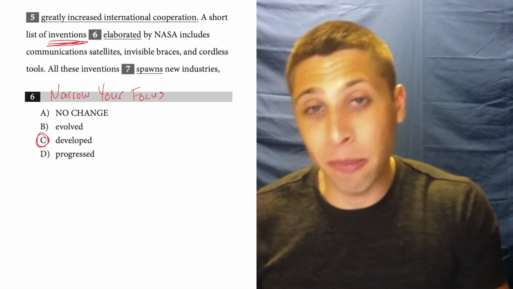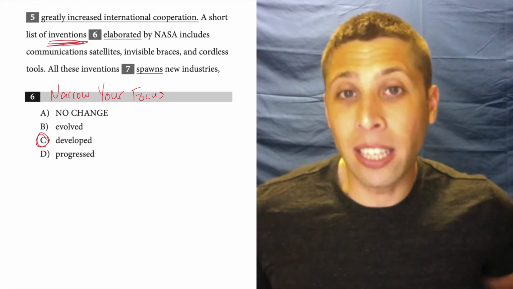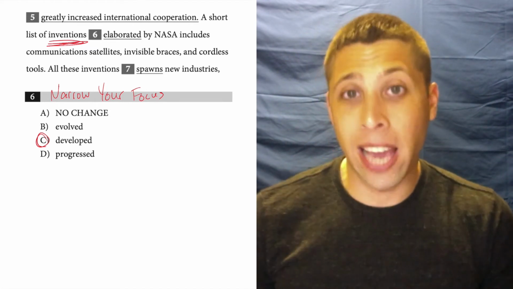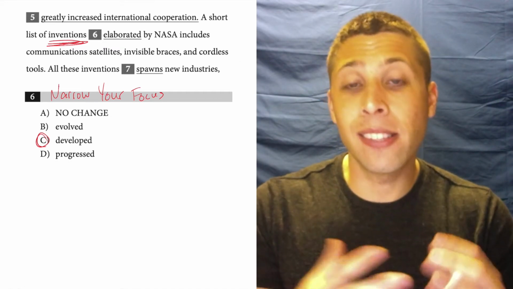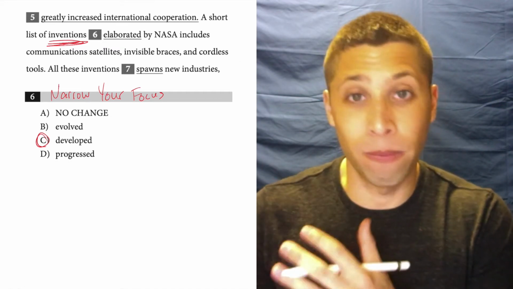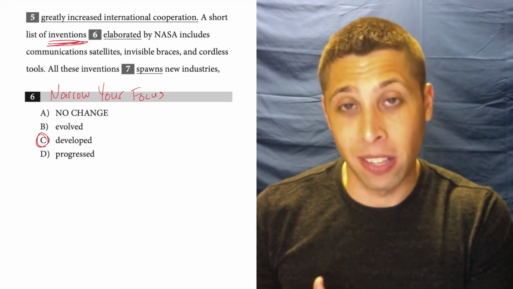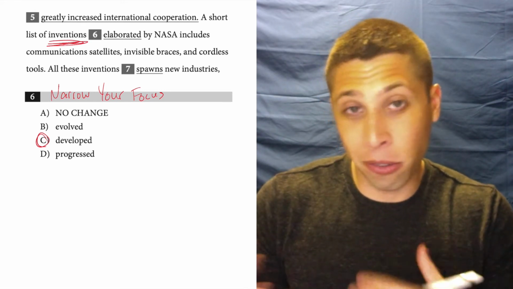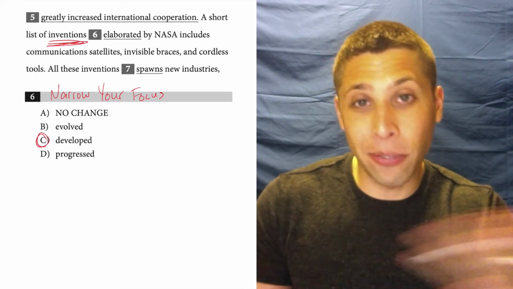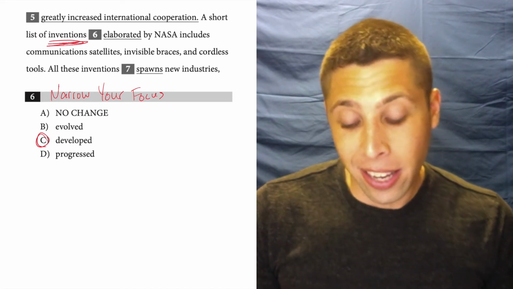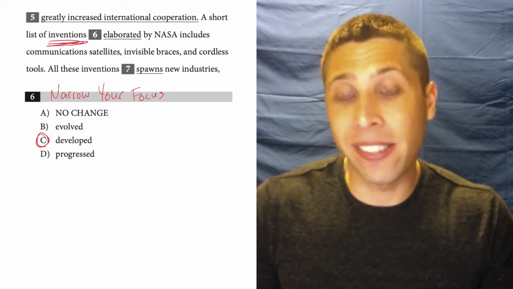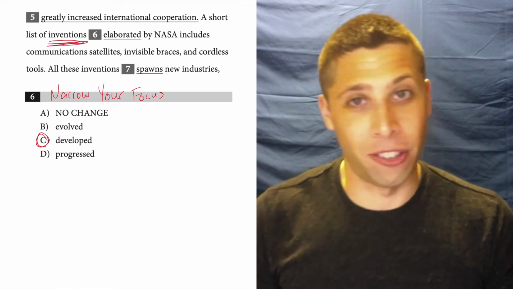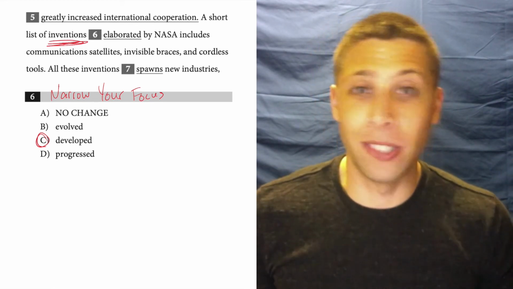So really what this comes down to is a kind of gut instinct that you hopefully have for which kinds of words can be used in which specific situations. So it's not that these other three are completely different in terms of their definition. It's just that it's not what we say. We say that you develop an invention. Why? I don't know. We just say it.